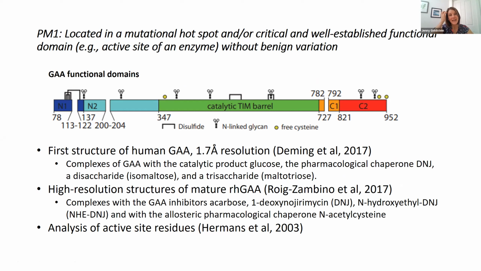And then another code that we added was PM1, because clearly there are going to be some residues within the enzyme that are really important for its function. And so in 2017, there were a couple of papers that came out that were looking at the 3D crystal structure of the enzyme. And both of these complemented each other really well and showed the same residues that are really important. So this is what we took into account for thinking about PM1 and which residues we could actually apply PM1 to if they are altered.